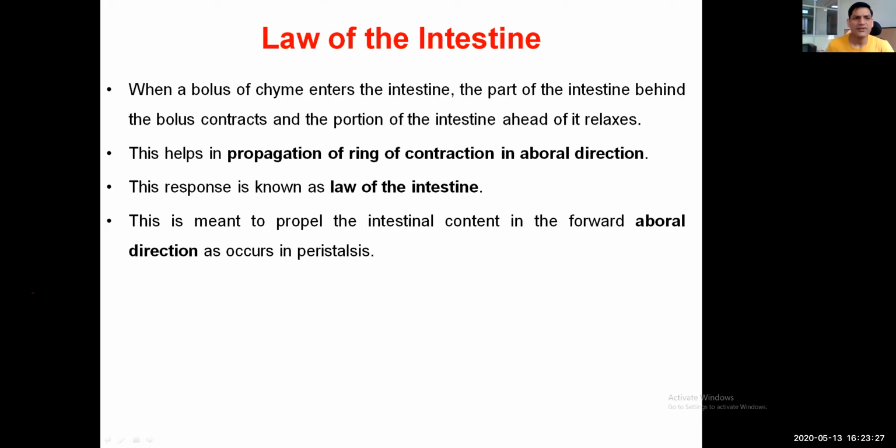What is the law of the intestine? We have already seen. When a bolus of chyme enters the intestine, the part of the intestine behind the bolus contracts and the portion of the intestine ahead of it relaxes. This helps in propagation of the ring contraction in the aboral direction. The food is going in the aboral direction. The chyme is propelled in a mouth to anus direction. That is the law of the intestine. We need to propel the intestinal content in the forward aboral direction, as occurs in peristalsis.